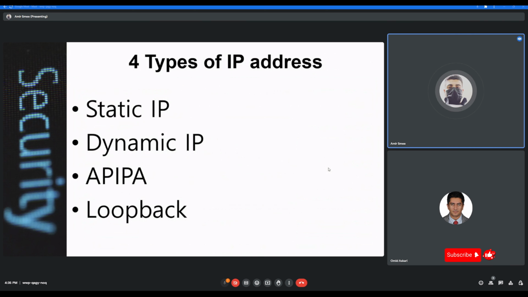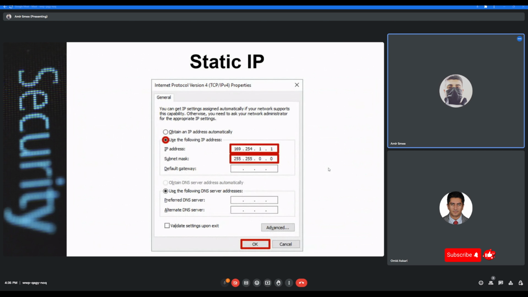Okay, let's talk about four types of IP address: static IP, dynamic IP, APIPA, and loopback IP. Let's start with static IP. When I enter the IP manually in the network card settings, it's called a static IP.